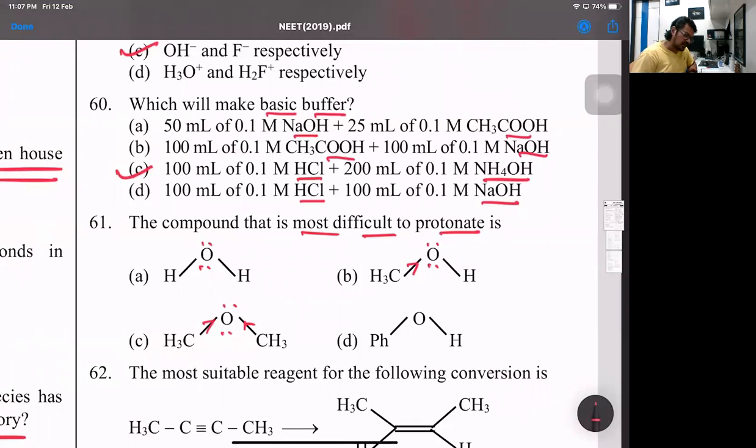So most difficult has to be D. Why? Phenyl group shows minus I effect. So if it pulls electrons, it's difficult for oxygen to donate the lone pair. And why does phenyl show minus I? Phenyl is C6H5, because of the sp2 hybrid character of the carbon atom of the benzene ring. So 61 is D.